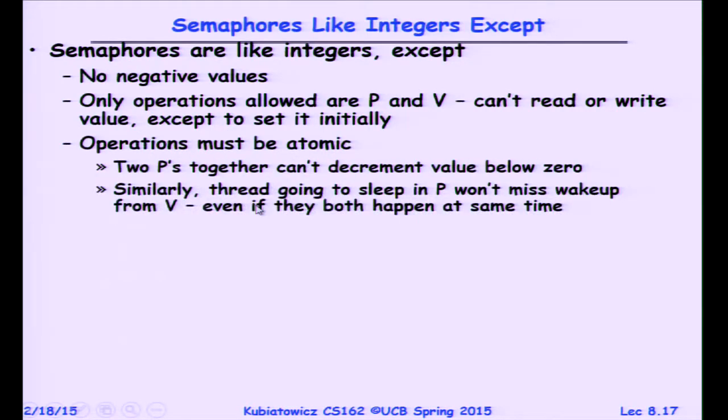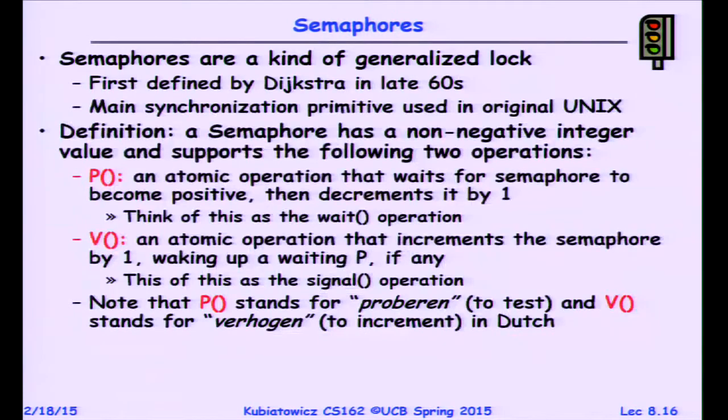Okay? And operations are atomic. So two P's together can never decrement below 0 because P and V are fully atomic. If you look carefully here, by the way, what does P do? P waits for the semaphore to become positive and then decrements by 1. What that basically says is there's absolutely no way, by executing a lot of P's together, to ever get below 0. That's not allowed in a semaphore.